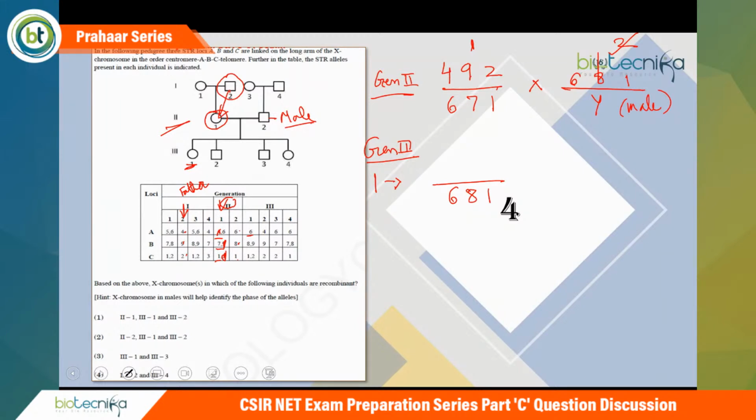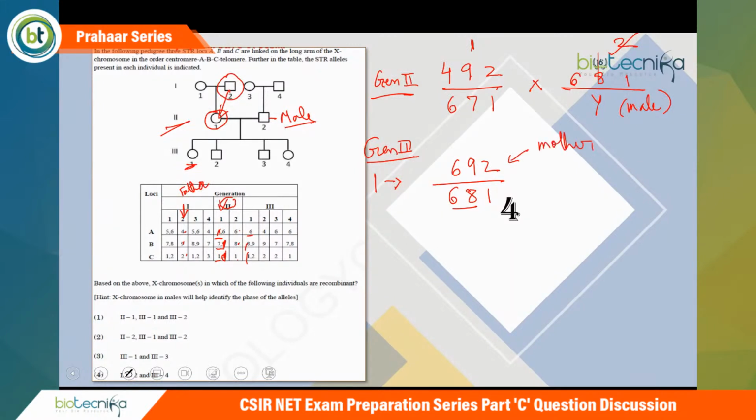So 6 we have written 1 time, 6, 8, 1. So another 6 is left. So here it will be 6, 9, 2. 6, 8, 1 is directly coming from the father. Now 6, 9, 2 for sure is coming from the mother.